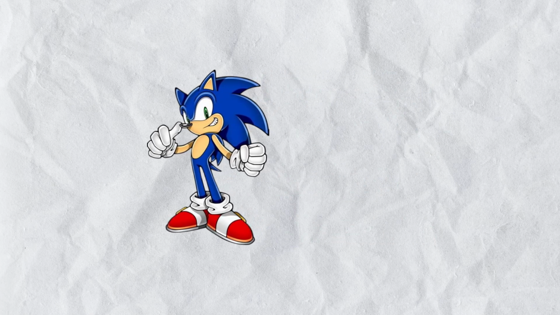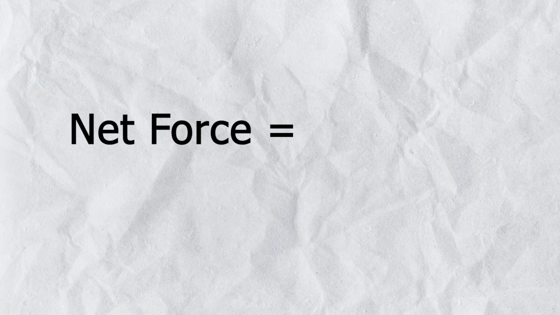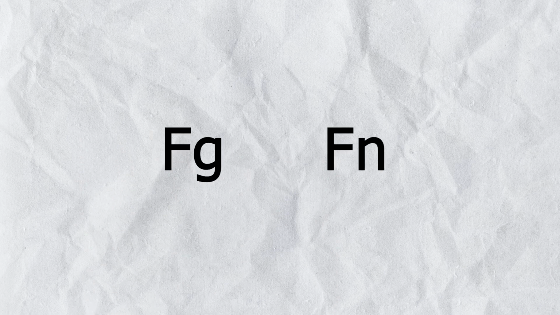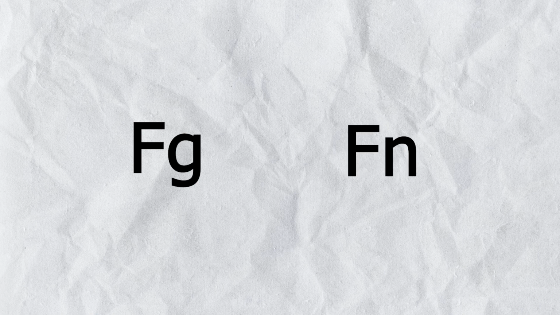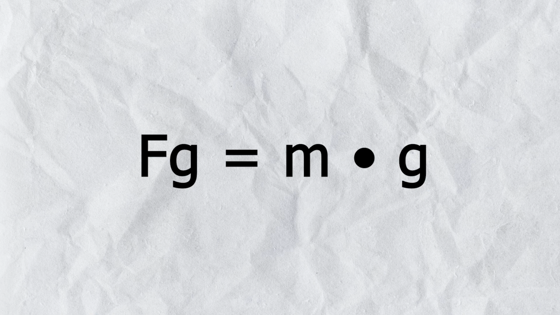Since Sonic isn't accelerating upwards or downwards, both the force of gravity along with the normal force have to cancel each other out to create a net force or total force of 0. This means that both forces must be equal in magnitude or strength, but opposite in direction, just like on the free body diagram. So once we find one force, we'll know both forces. The equation for the force of gravity is mass multiplied by the acceleration due to gravity. This is simple enough as we already know the acceleration of gravity to be 9.8 meters per second squared.